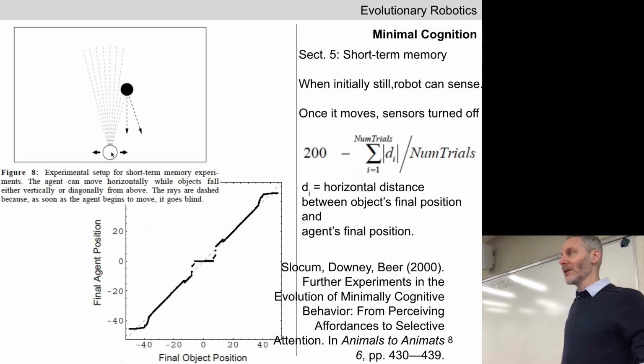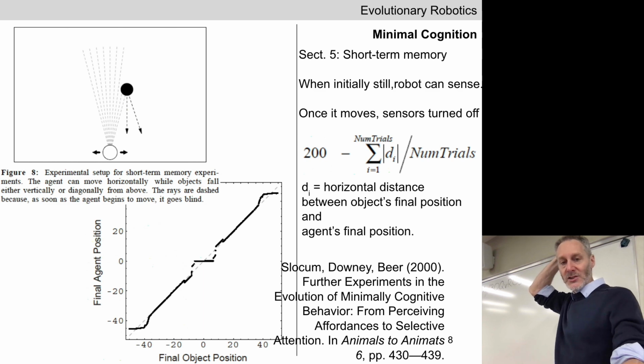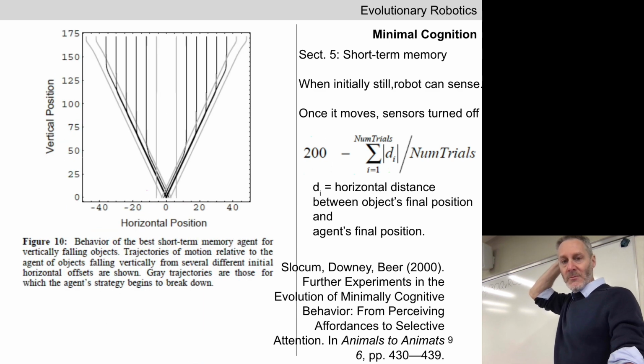It can move left and right along the bottom of the screen. It's got 7 proximity sensors, but the twist in this experiment is the moment the motors receive non-zero values and the robot starts to move, lights out for the robot. Can't see anymore. All 7 of the proximity sensors report 0 for the rest of the simulation. And we ended last time with this figure here.